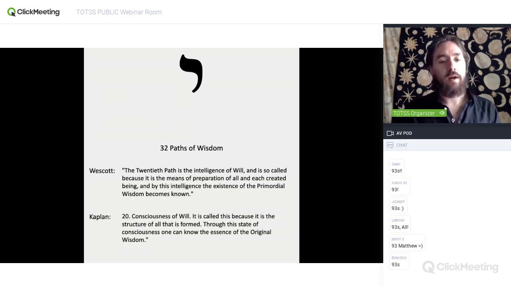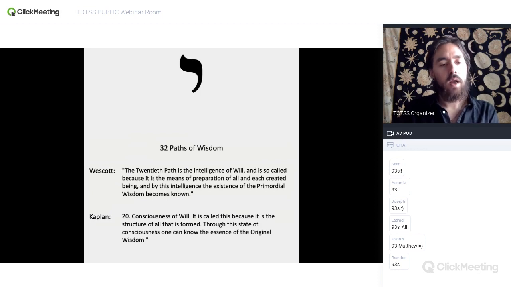All right, and then we've got our 20th path of wisdom here. So I'll give you again Westcott's translation, since that's the one more central to the Hermetic Kabbalistic tradition, and also give you Kaplan's more modern scholarly translation. So Westcott gives, the 20th path is the intelligence of will, and is so called because it is the means of preparation of all and each created being. And by this intelligence, the existence of the primordial wisdom becomes known.